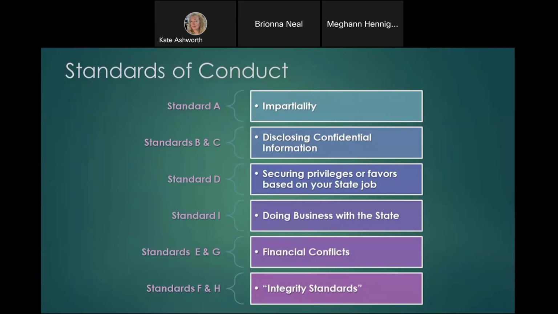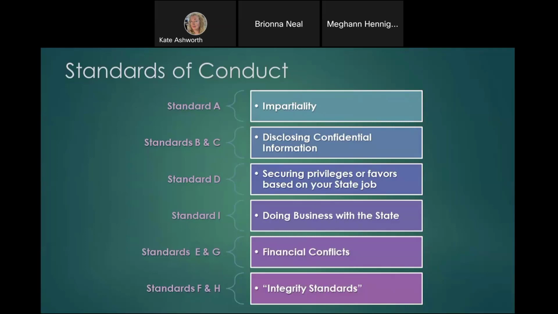Standard D is about misusing your position or the resources of the state. It prevents you from securing unwarranted privileges or favors based on your state job. And part of it is regarding the stewardship of state resources, so not using resources of the state for your personal business use. The example we have for D is you're an employee at a state agency and you have your own desktop publishing business. You would not be able to use the state agency's scanners or printers, computers, and so on, to perform services for your clients.